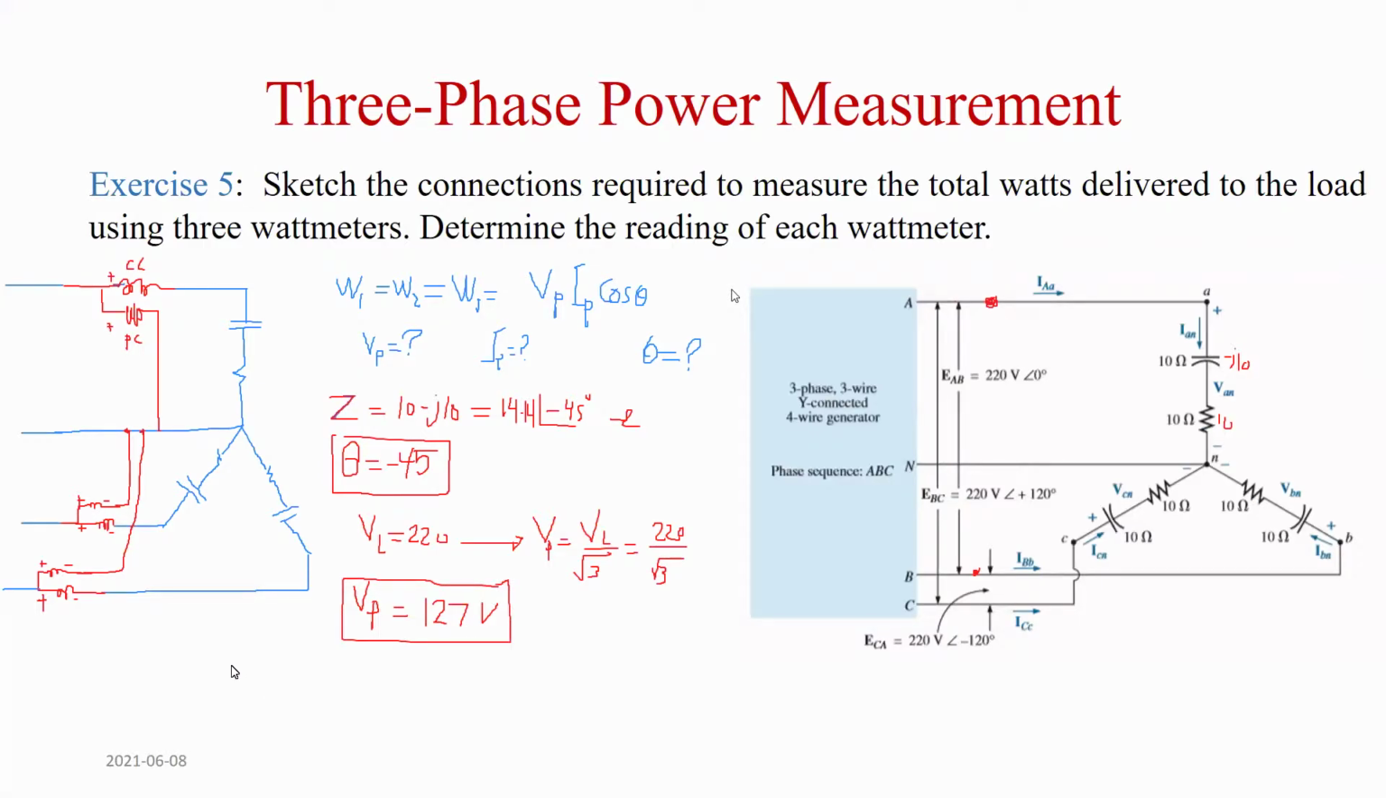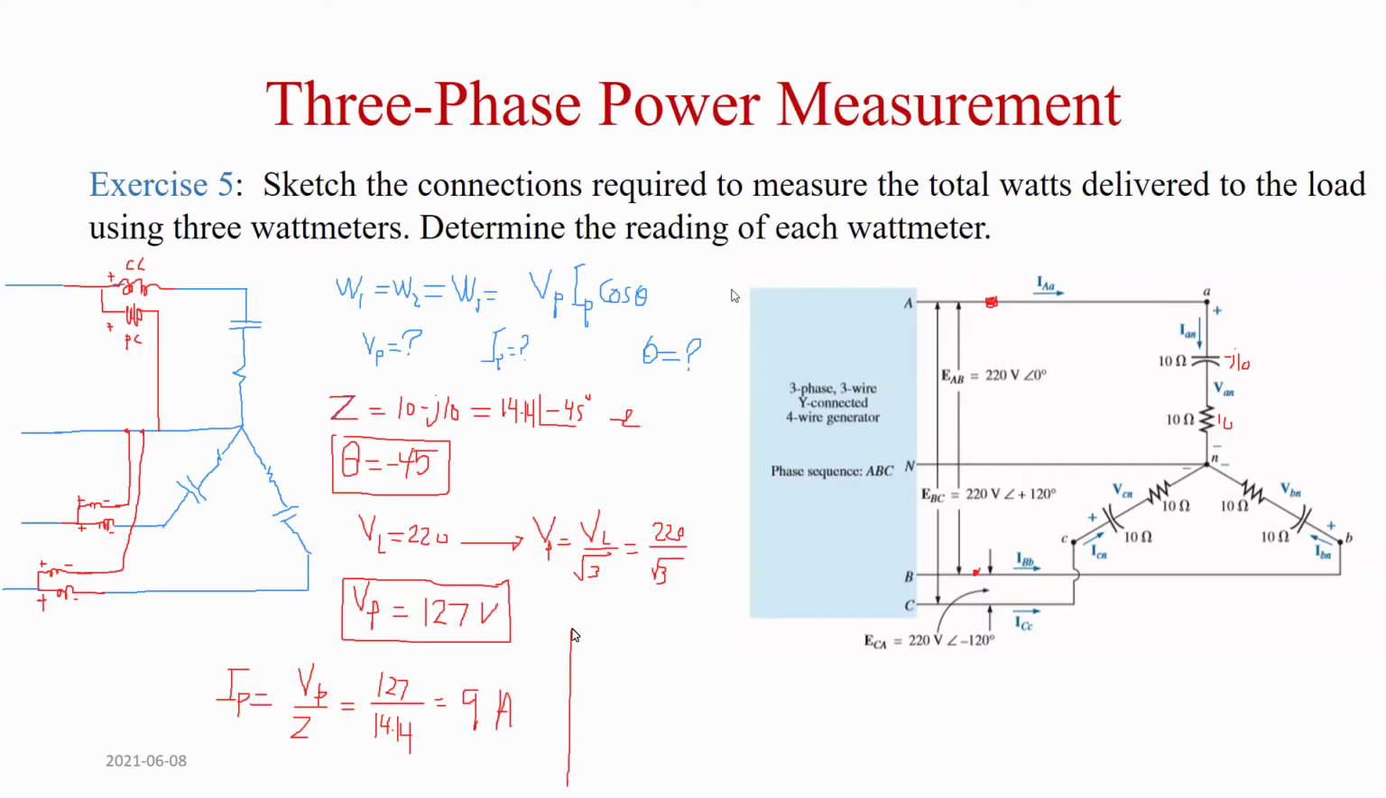Now the third thing is I phase, which I can find using Ohm's law, V phase divided by Z. I can use the magnitudes only, so 127 divided by 14.14. That's the magnitude. I only need the magnitude. You could put the angles, but you're not going to use them here. So 127 divided by 14.14 is about 9 ampere, I think.